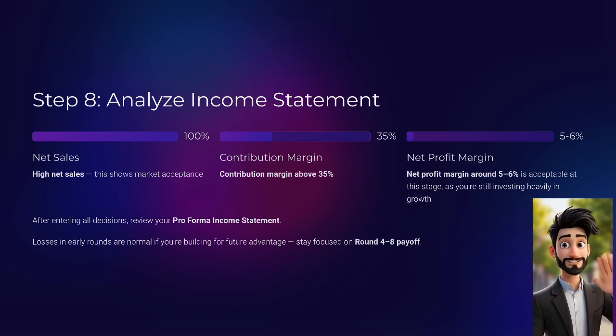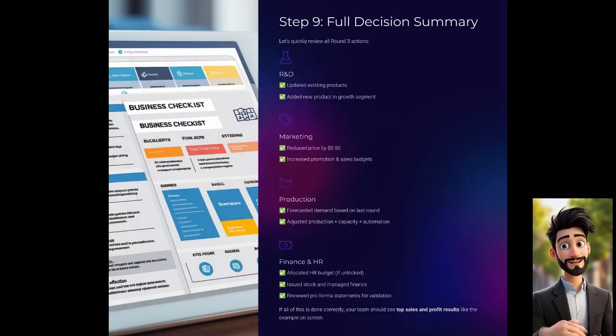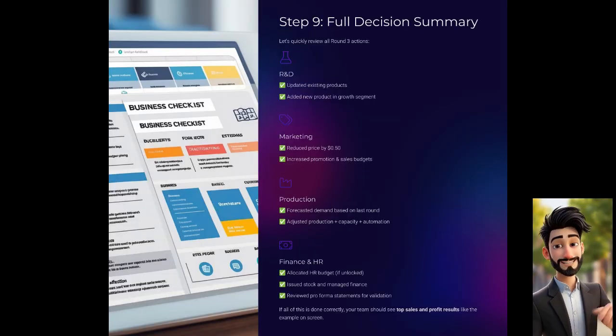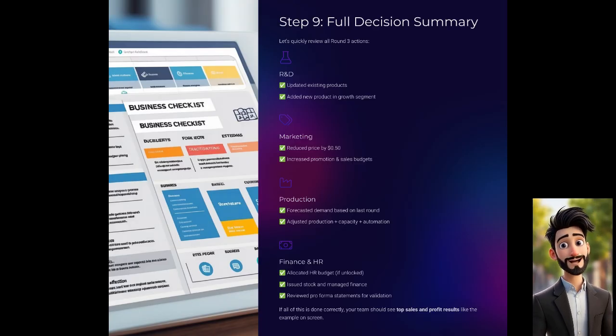Step 9. Full decision summary. Let's quickly review all round 3 actions. Checkmark: updated existing products, R&D. Checkmark: added new product in growth segment. Checkmark: reduced price by 50 cents. Checkmark: increased promotion and sales budgets. Checkmark: forecasted demand based on last round. Checkmark: adjusted production plus capacity plus automation.